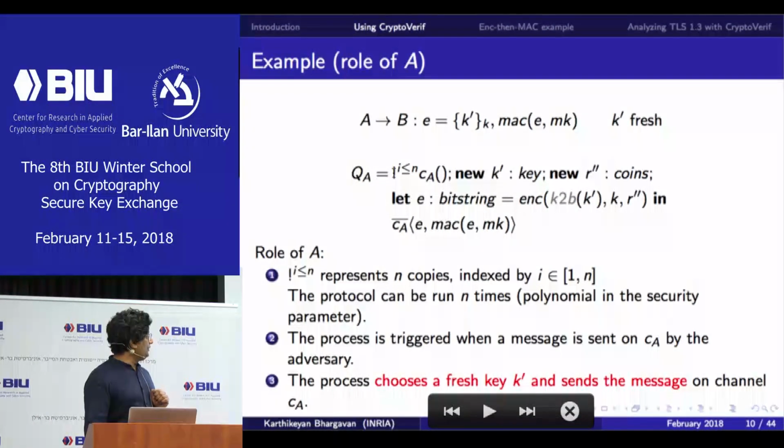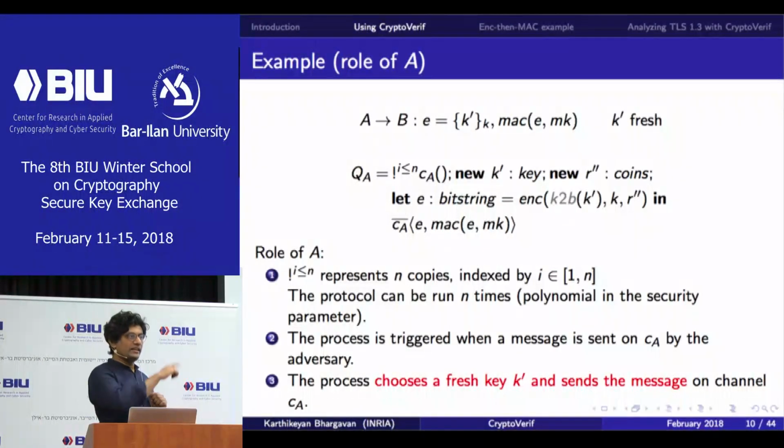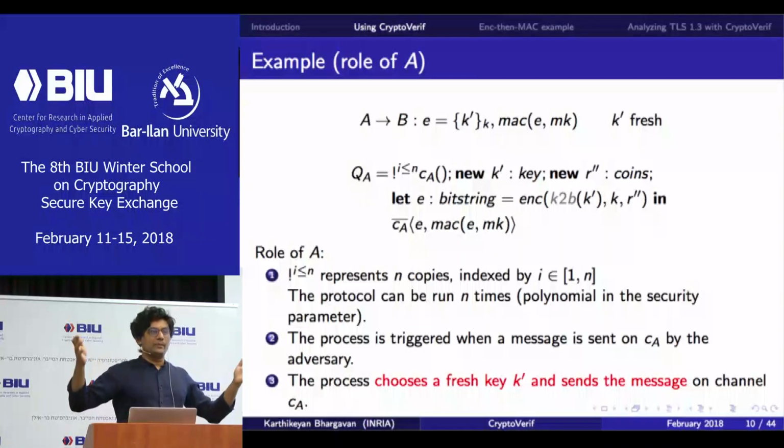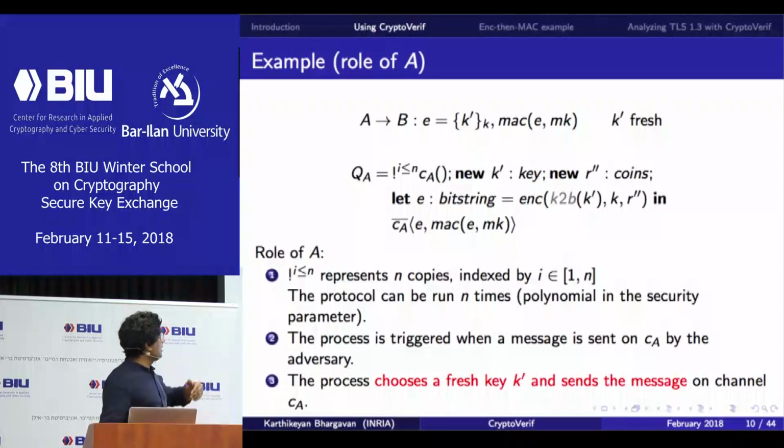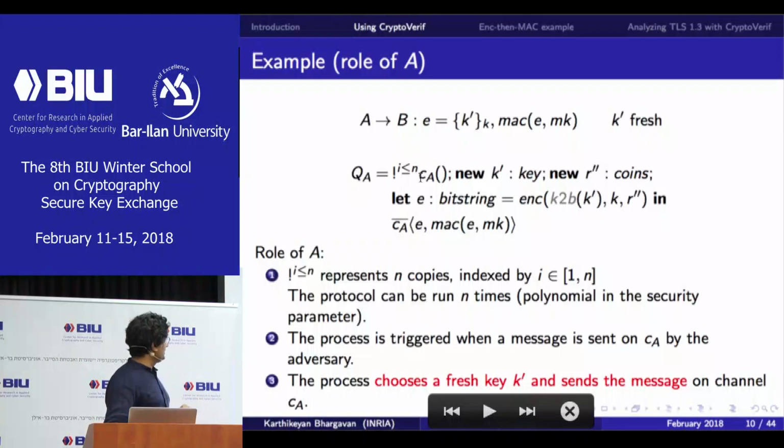We are allowing you to have n sessions of QA, and that's how we write this: exclamation mark n, or exclamation mark i less than or equal to n. It means that there are some number of sessions, or some number of copies of A, which is polynomial in the security parameter. It's not an arbitrary number of copies, but it's up to n copies. And each of those copies of this process is indexed by i. Okay, and this is kind of important.